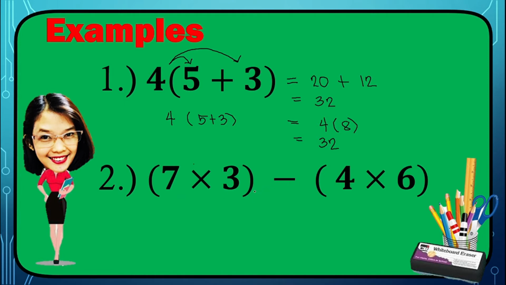As you observe, we have here two operations which are multiplication and subtraction. However, since we have parentheses, you need to perform first the operation inside the parentheses. So 7 times 3 will have 21, minus 4 times 6 is 24. And 21 minus 24 will be negative 3.